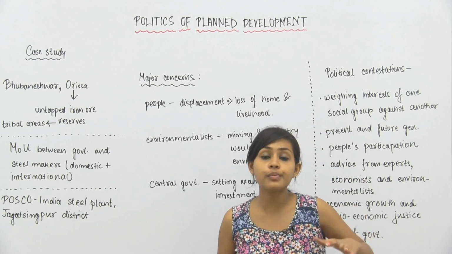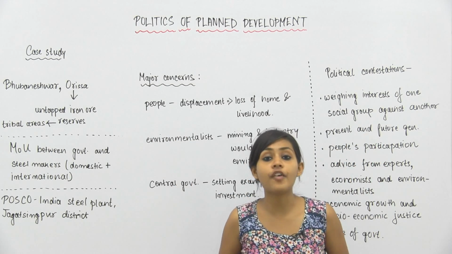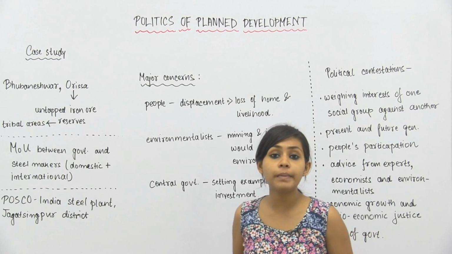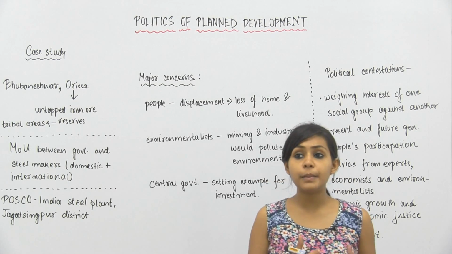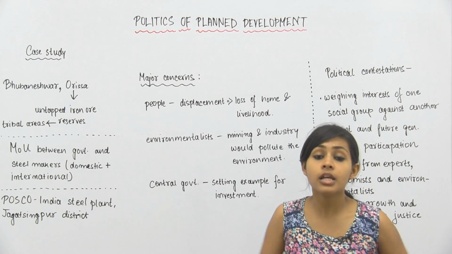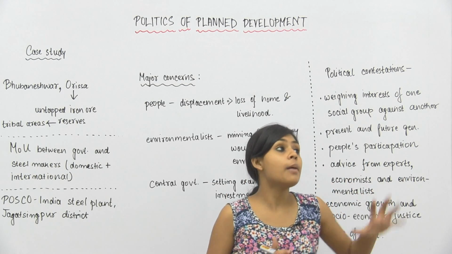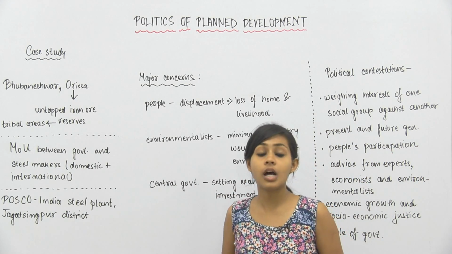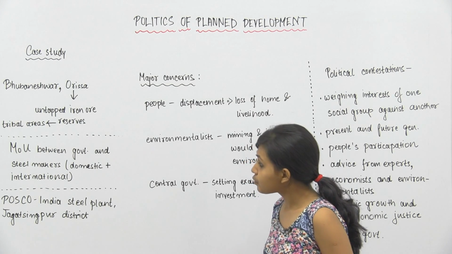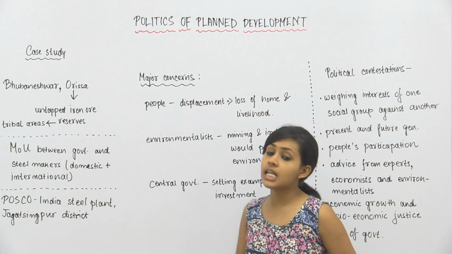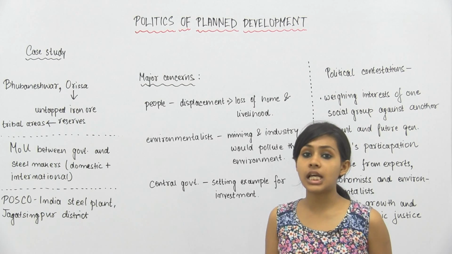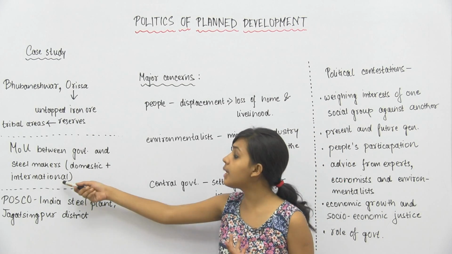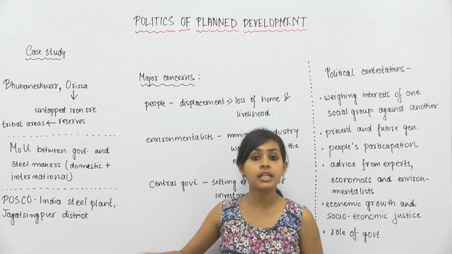So if we find some very valuable mineral at a particular place, that not only attracts people from across the country, forget the state, even across the country, but even from outside the country. So that is why this thing becomes utmost important, right? So what happens is the government of India signs a memorandum of understanding with steel makers who are both domestic and international.